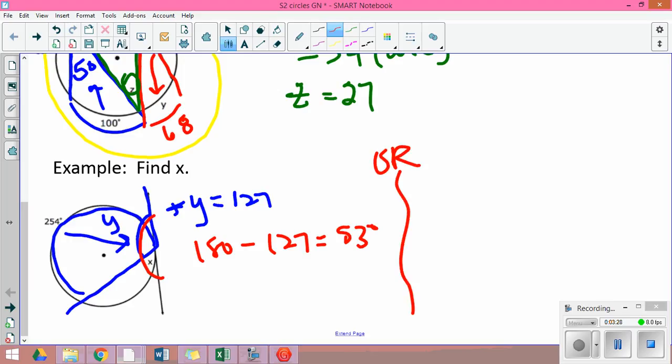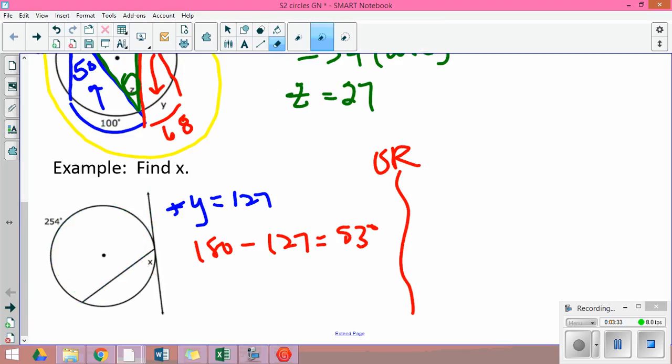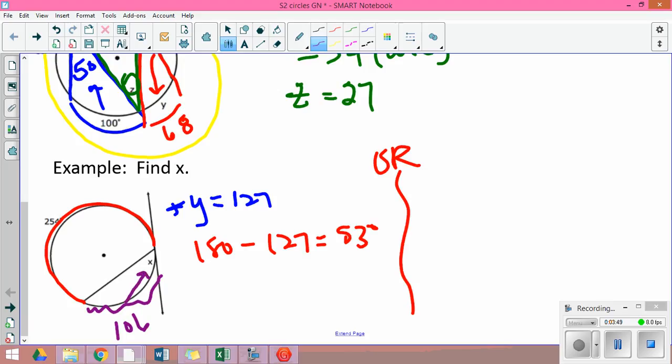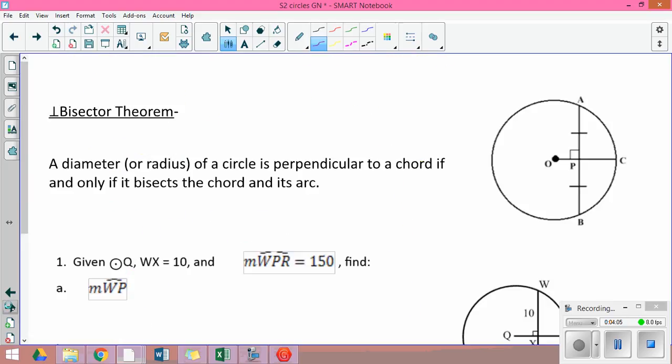Or if I wanted to do it a different way, I could look at the arc here, which is 254, so that means 360 minus 254, this is 106. Cut that in half, and I end up with 53. So again, it isn't a right way or a wrong way, it's how you see these different layered concepts coming together, which is what makes geometry so much fun.